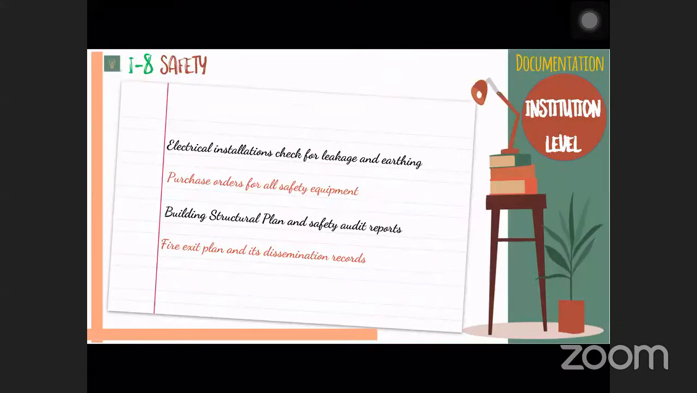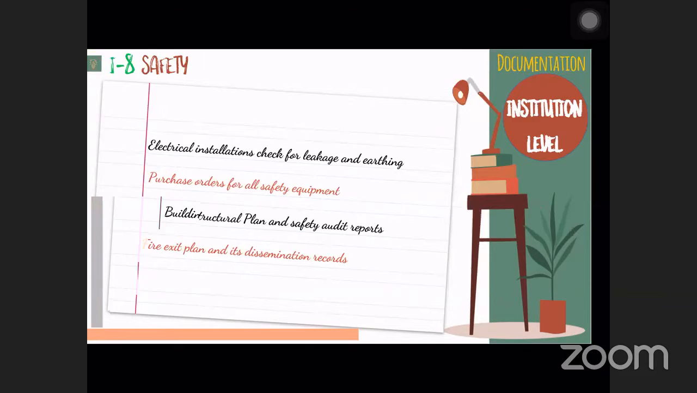Then this is again equally important, the 8th file, institution level documentation, safety. So all the electrical installations have to be properly checked for leakage and earthing. Then purchase orders for all the safety equipment purchased have to go into this particular file. Then structural plan and safety audit reports should go into this file.